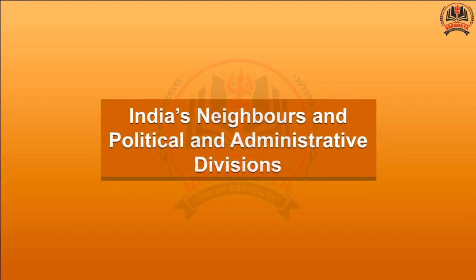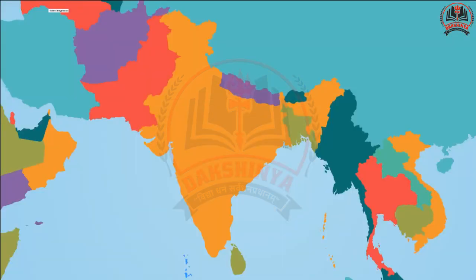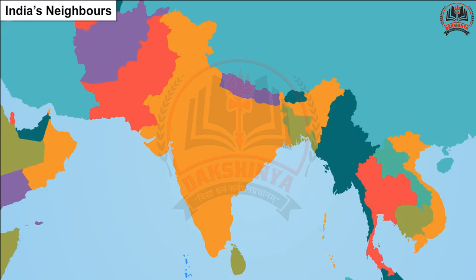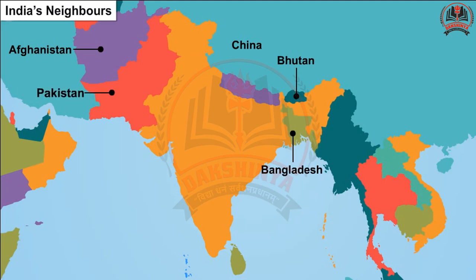India's neighbours and political and administrative divisions. India's neighbours. There are 7 countries that surround India from different sides. These 7 countries share land boundaries with India. The names of these countries are Afghanistan, Bangladesh, Bhutan, China, Pakistan, Nepal, Myanmar.